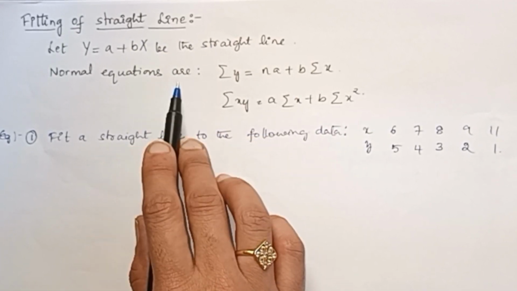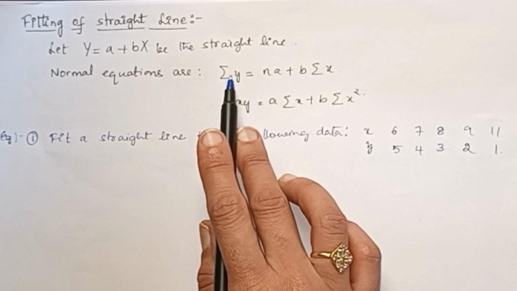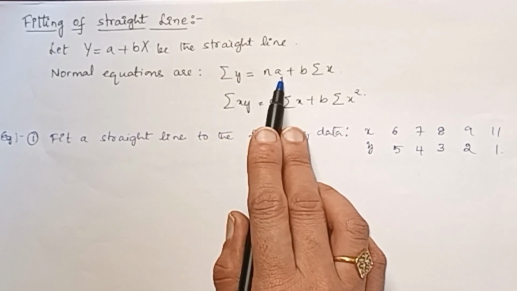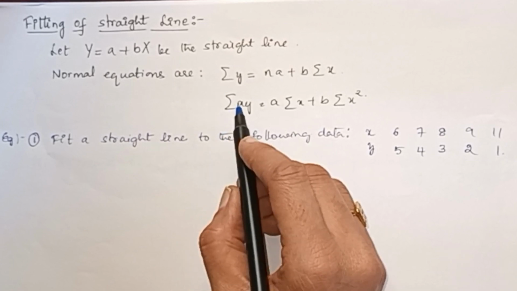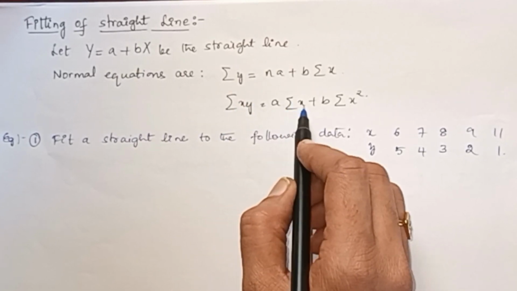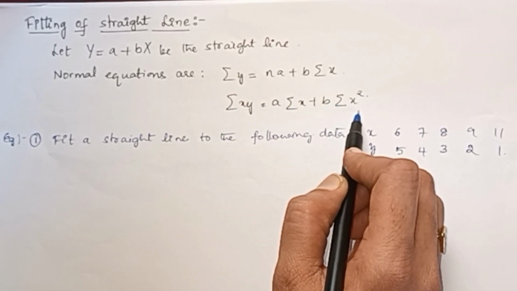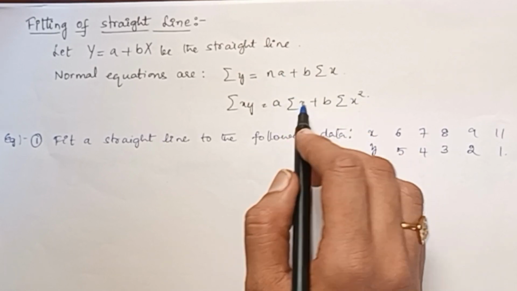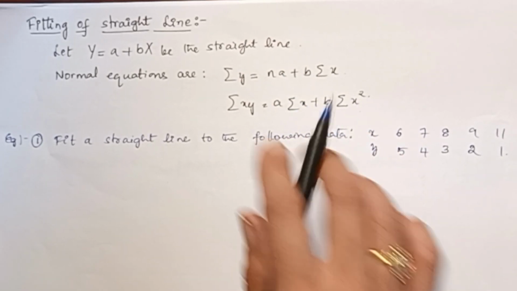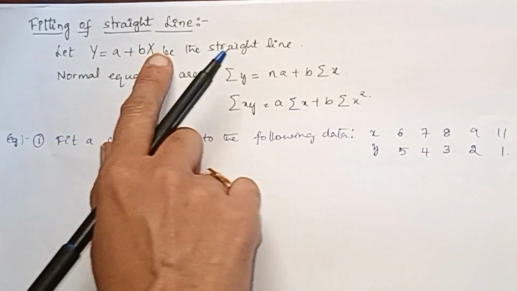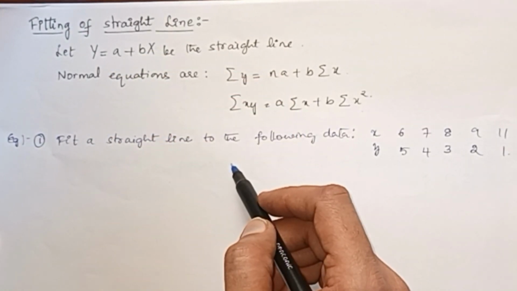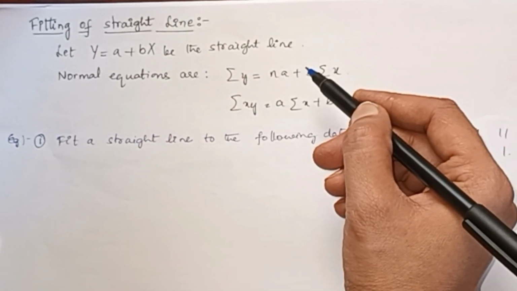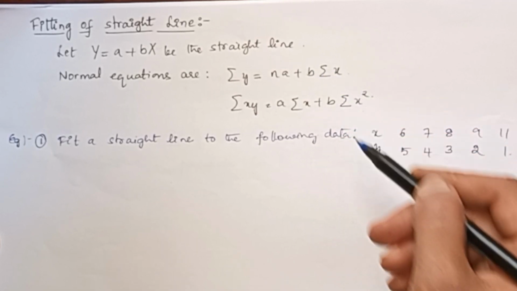And normal equations for a straight line are given by summation y equal to na plus b into summation of x, summation of xy equal to a into summation of x plus b into summation of x square. These two normal equations you have to remember for a given straight line. You have to take the general form of a straight line as y equal to a plus bx. Then you have to write the normal equations. So based on the normal equations, you have to write the columns.